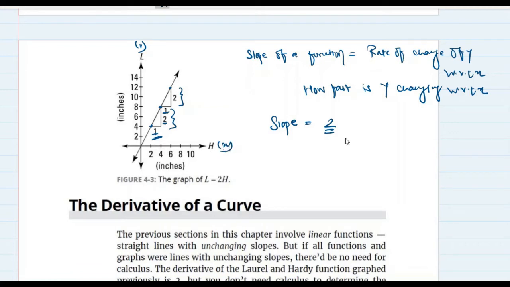So what does it mean when we say that slope is 2? That means that y is changing twice as fast as x, right? Or we can say that y is equal to 2x, or L is equal to 2h. That's one and the same thing, right?